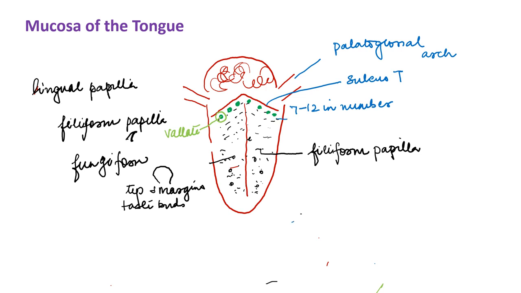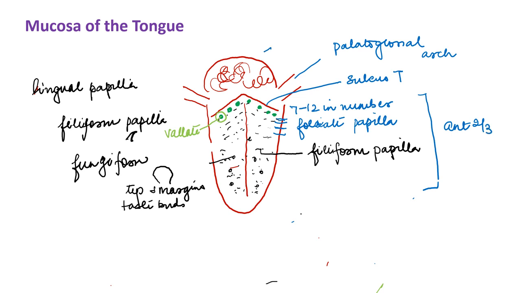On the sides or the margins is another group of papillae which is known as the foliate papillae. So these are the various papillae, which are nothing but projections of the mucous membrane, which may or may not contain taste buds, which are present on the anterior two-thirds of the tongue.